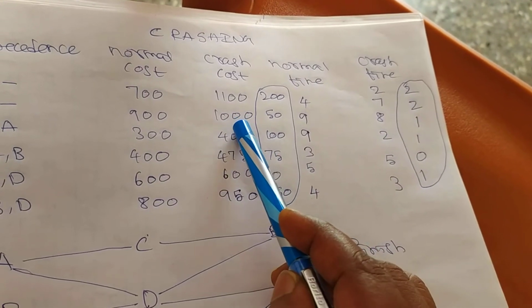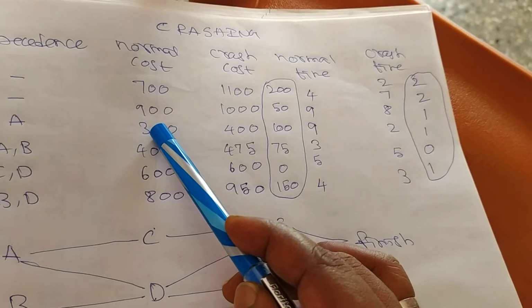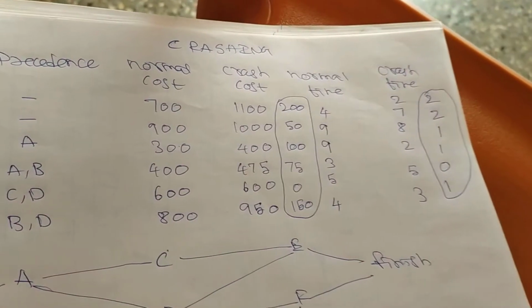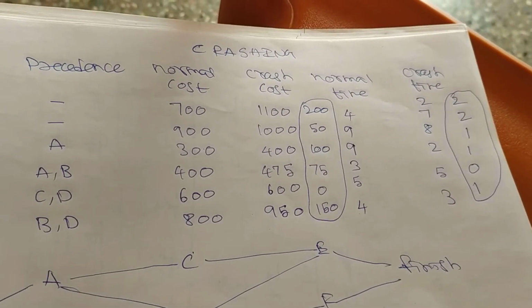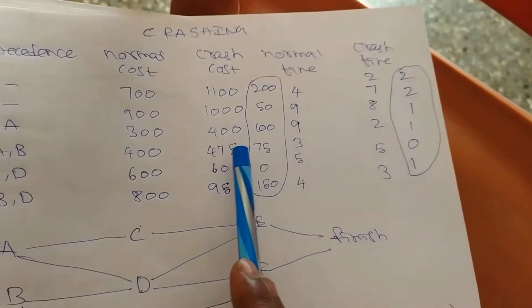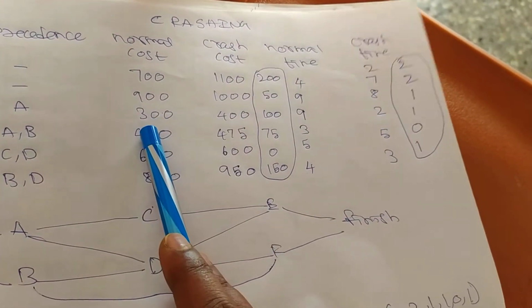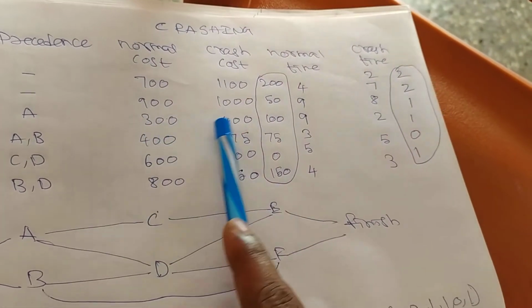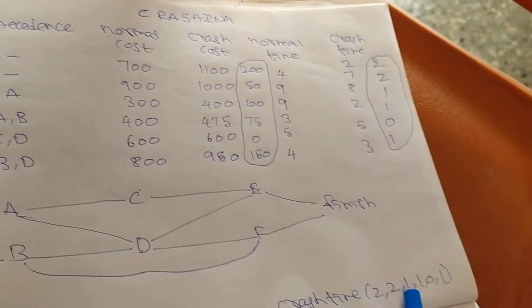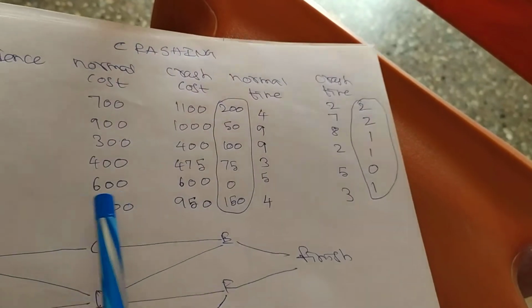Like that you put 1000 minus 900 equal to 100, divided by 2 because here the crash period is 2. So 50. Here also 400 minus 300 equal to 100, divided by 1, so 100 only. Like that you calculate for all.